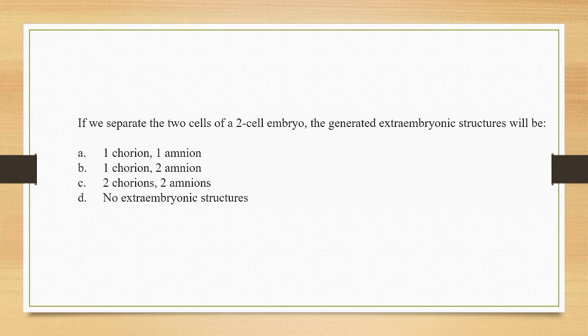The next question is, if we separate the two cells of a two cell embryo, the generated extra embryonic structures will be: A, one chorion and one amnion; B, one chorion and two amnion; C, two chorions and two amnions; and D, no extra embryonic structures. So these are your four options.